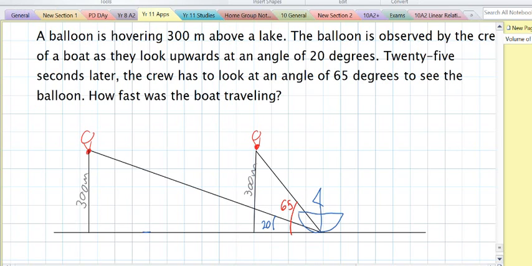Huh? No idea. Alright, to find... You won't have one. Good. Speed equals distance over time. Now we have time, don't we? We've been given time, it's 25 seconds. We need the distance.